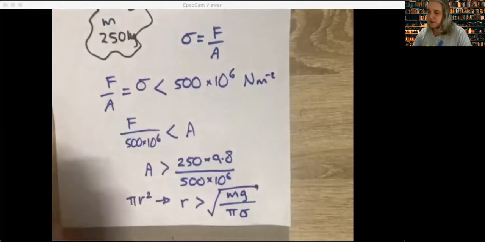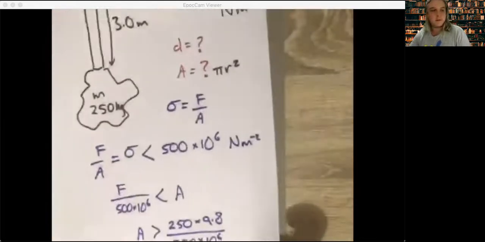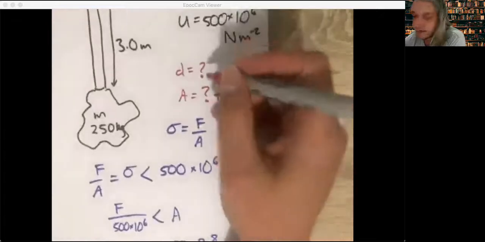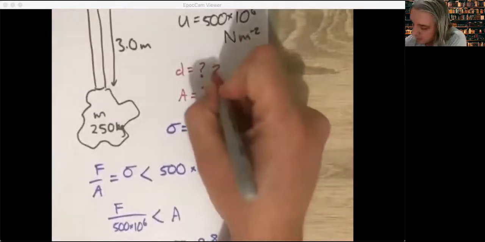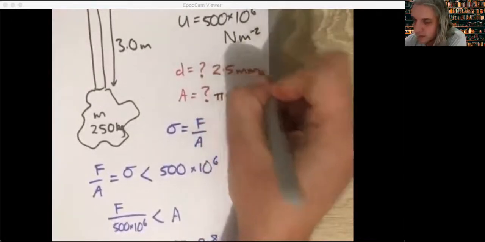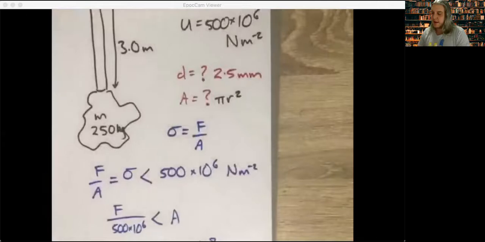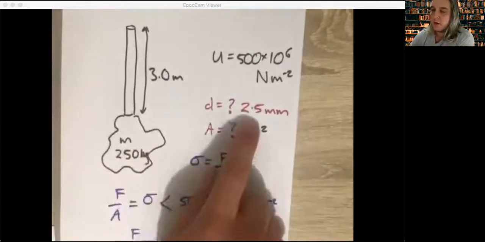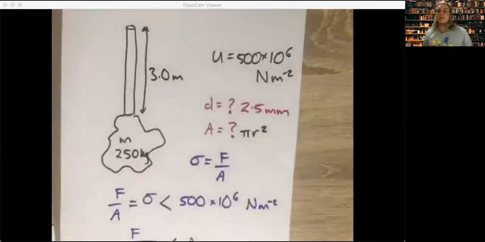From that, you will hopefully find that the radius or diameter, I'll go with diameter since that's what I wrote up here, diameter comes out to be 2.5 millimeters. So to hang a 250 kilogram sculpture, this steel rod only needs to be 2.5 millimeters wide, right?